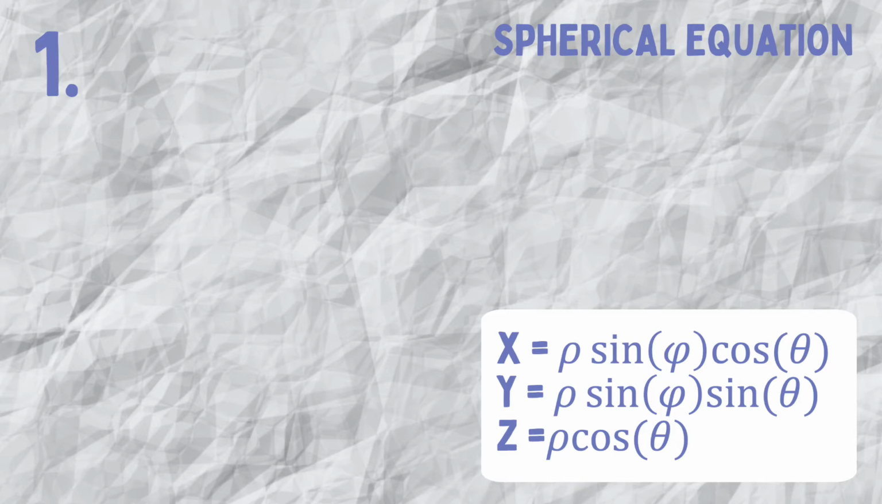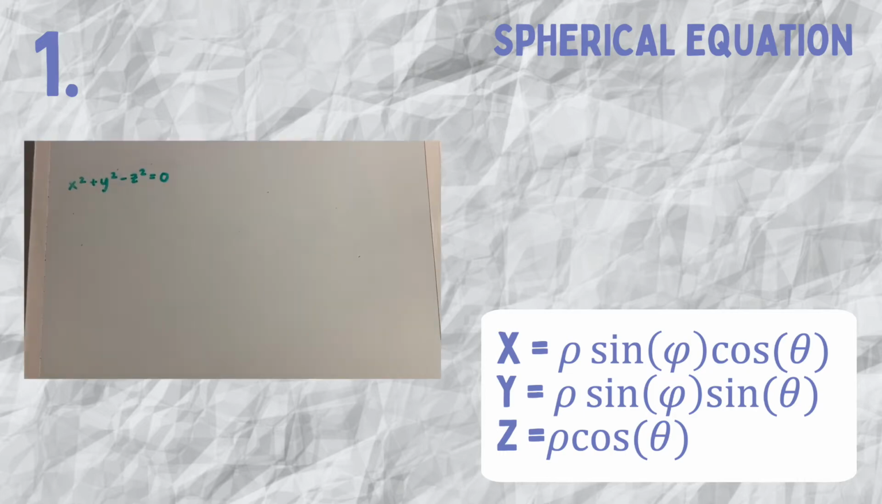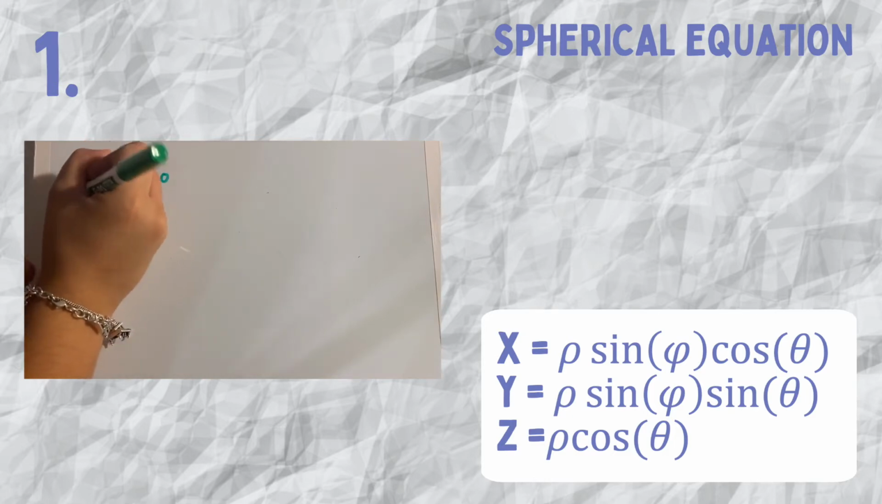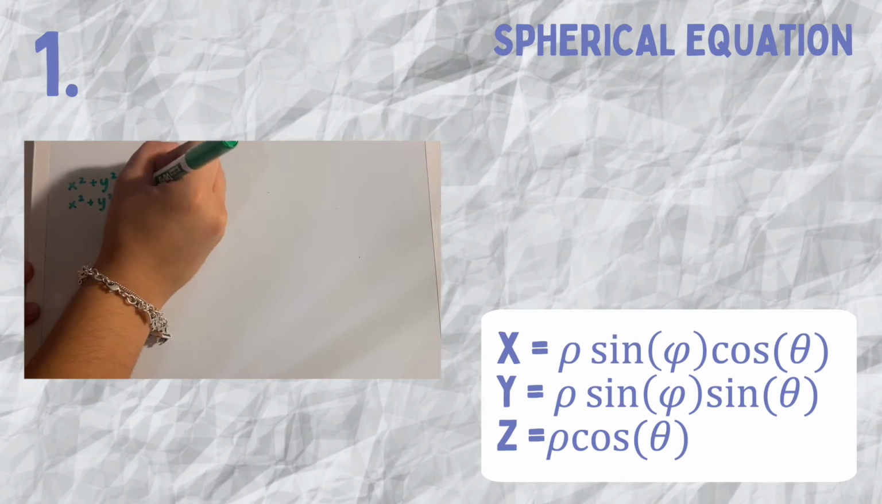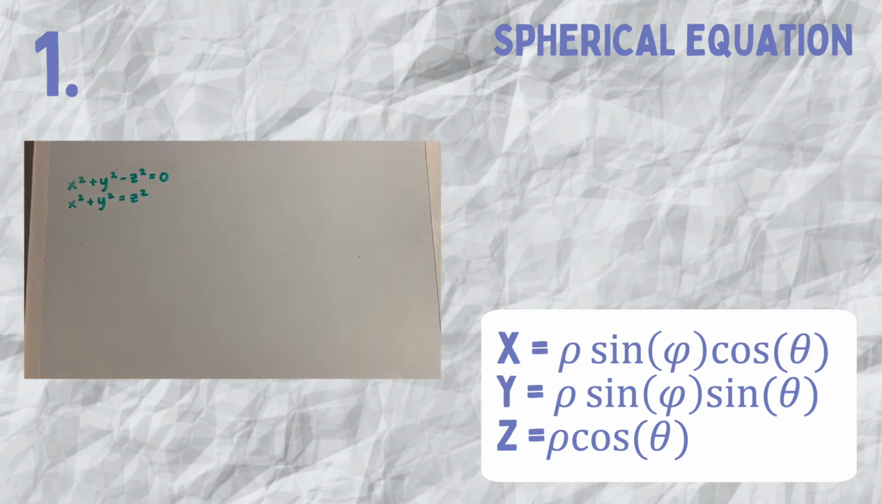Alright, so we begin with x squared plus y squared minus z squared equals 0. What we're going to do first is move the z squared to the right so that we have x squared plus y squared equals z squared. This is easier because when we look at our little legend, we see that x and y have their own separate components as well as z.